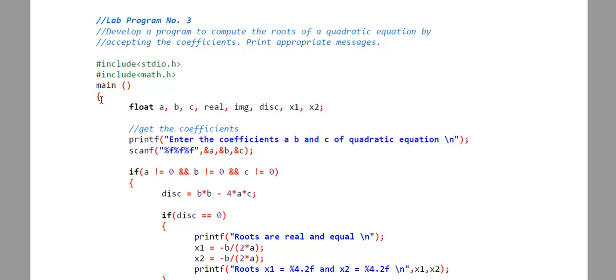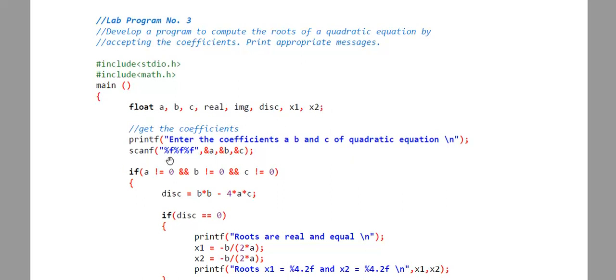This is the start of the program, and there is a corresponding closing brace, which is the end of the program. Inside, this is the declaration statement. We have many variables of type float. We need a, b, c for the input coefficients, and we need two variables x1 and x2 for the roots of the equation. x1 is one root, x2 is another root. disc is for calculating the discriminant, and in case of imaginary roots, we need to represent the real part and imaginary part, so I have one variable called real and another called img. All the variables are separated by commas, have a data type of float, and end with a semicolon.